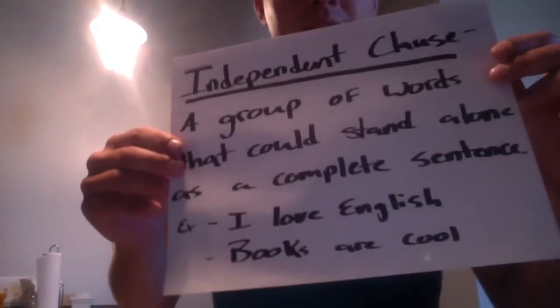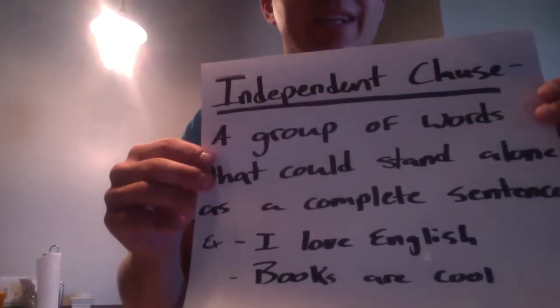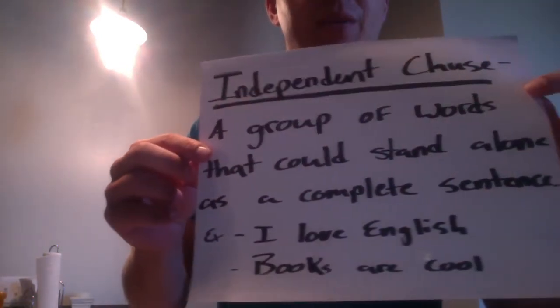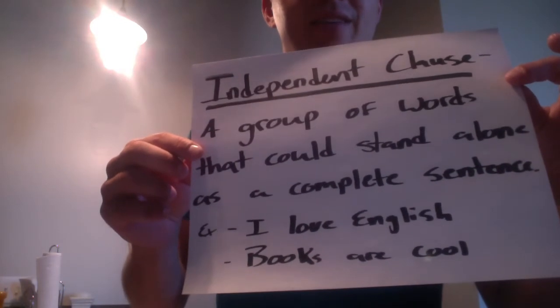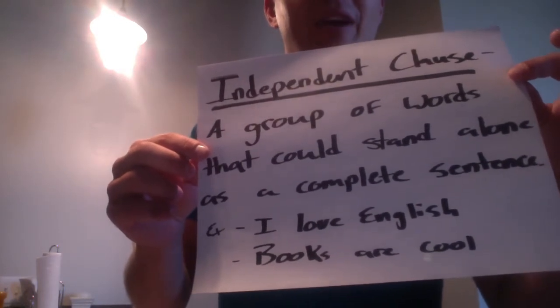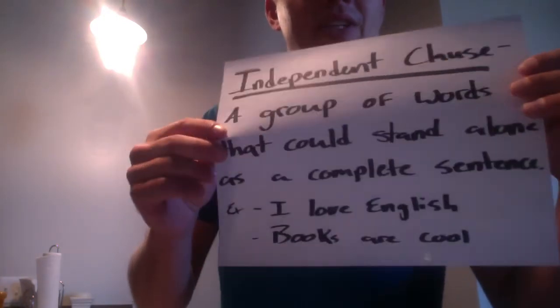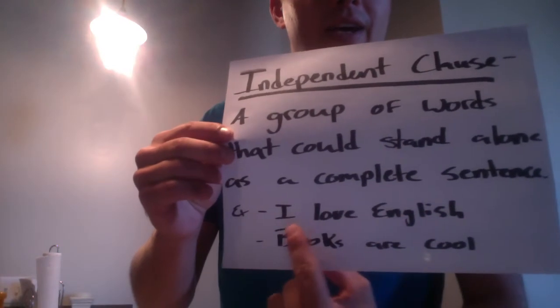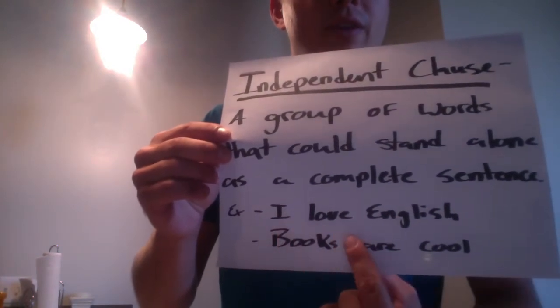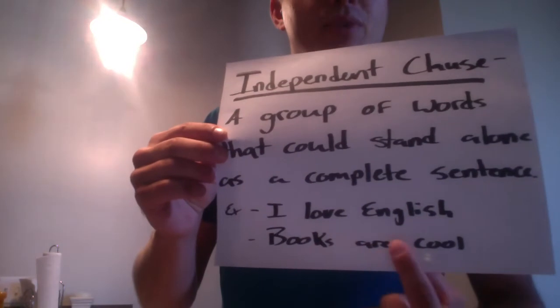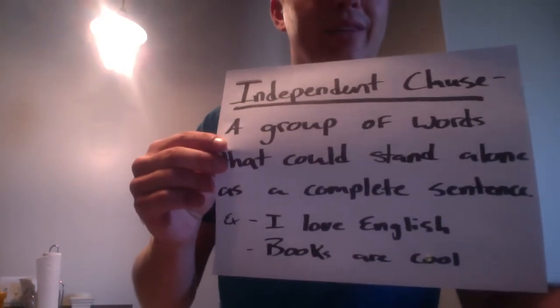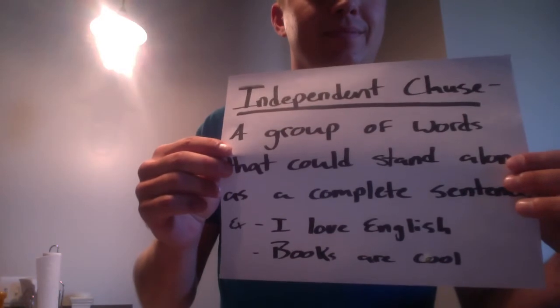Alright, the first term I want to teach you is called an independent clause. An independent clause is a group of words that could stand alone as a complete sentence. For example, I love English, or books are cool. You'll notice in each of these sentences, you've got your subject, you have a verb, and it expresses a complete thought. I love English. So that's an independent clause.